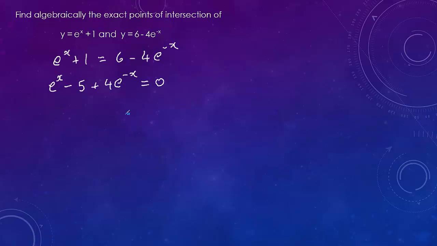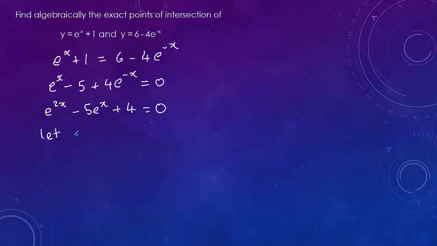Now I'm going to multiply right through by e to the x. E to the x multiplied by e to the x, think about it, add the indices, is e to the 2x. Then we'll have 5e to the x, and this will just become 4. E to the negative x times e to the x, add the indices, negative x plus x is 0, e to the 0 is 1. So, e to the 2x can be written as e to the x squared. Think about the index law.